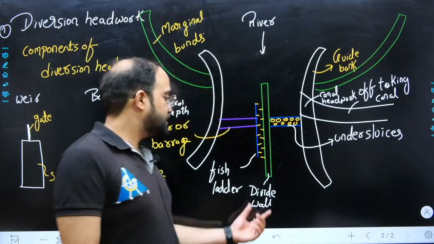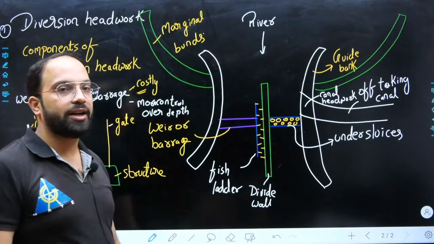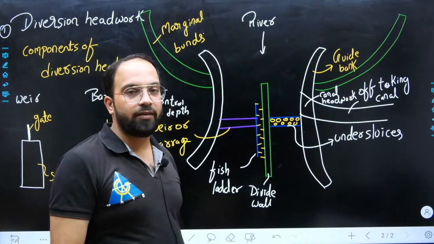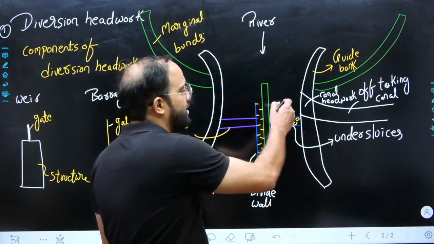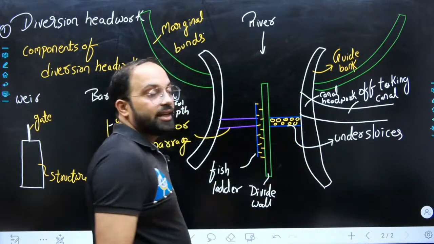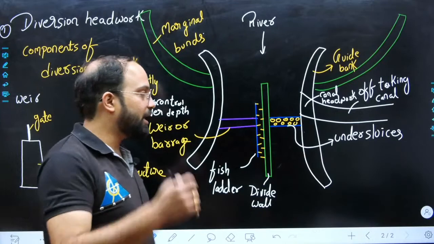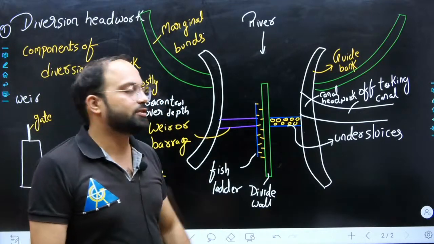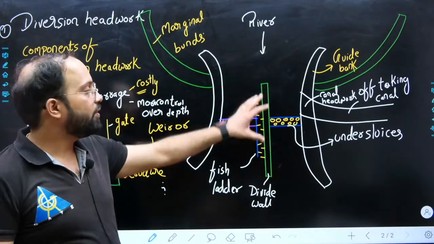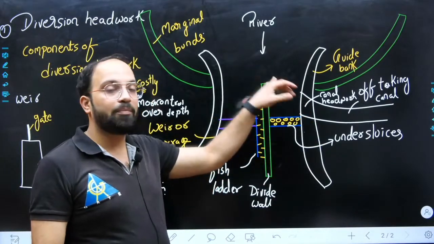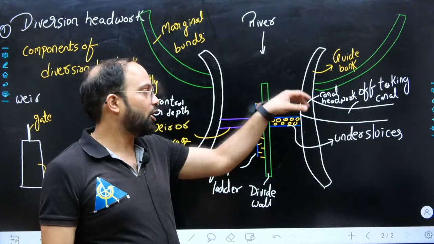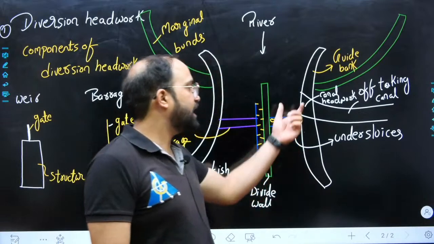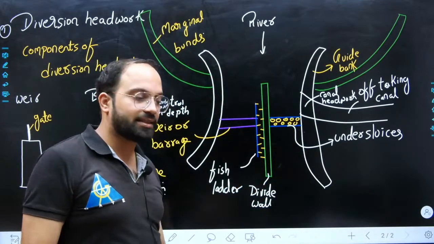And this will be the divide wall. What is the use of the divide wall? The divide wall will provide a still pocket, which means there will be no wave effect and no turbulence. So the divide wall provides a still pond at the head of the canal headwork.